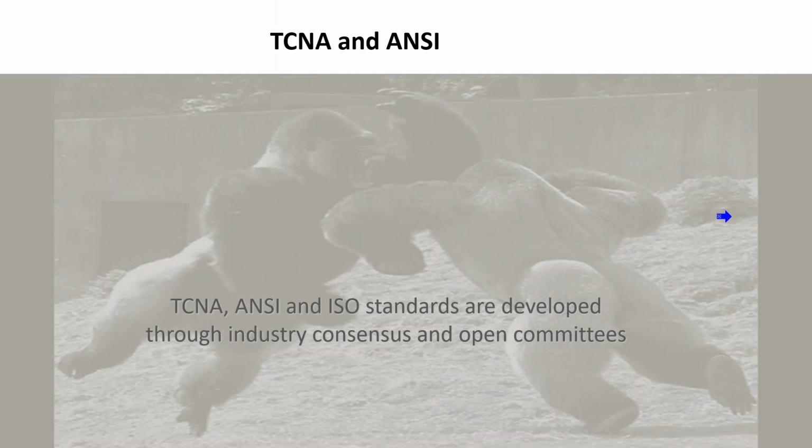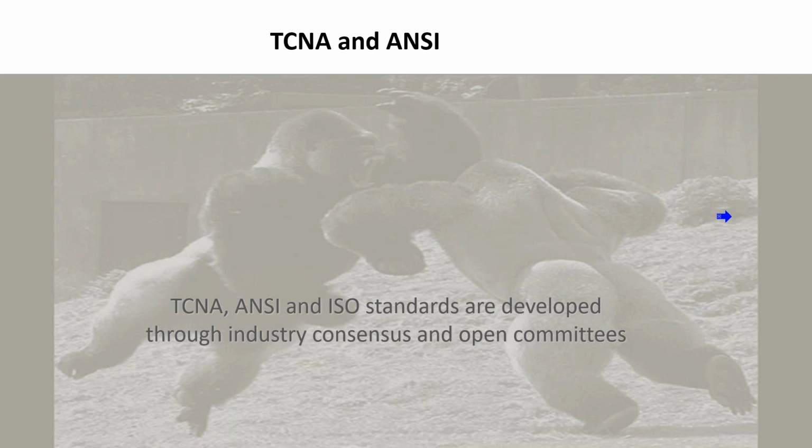The development of TCNA, ANSI, and ISO standards is really through what we call industry consensus, or open committees. This is kind of like what it looks like when you go into a standards meeting. And that's not really true. But you can imagine trying to get an ANSI standard approved, as an example. There are 65 people on that committee. So it's a lot of work to try and get a brand new standard added to the handbook, or to the standards book, to get an agreement with everybody in the room.